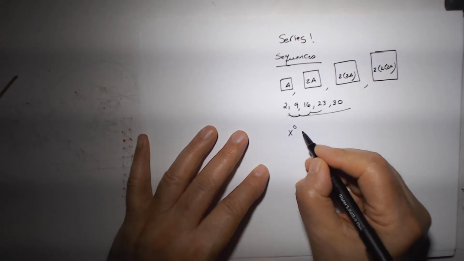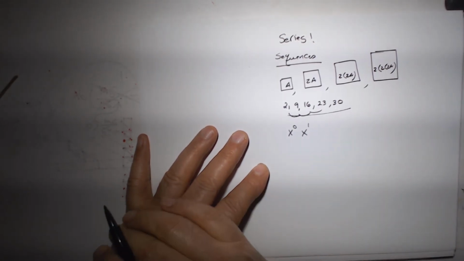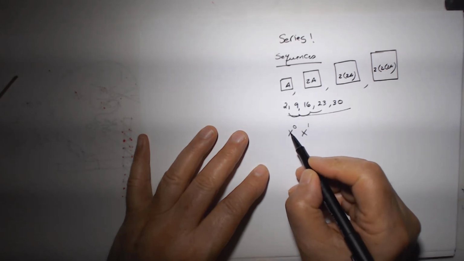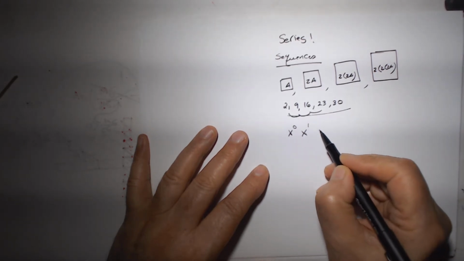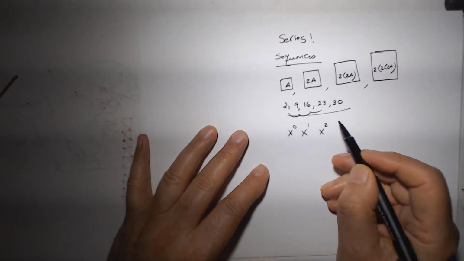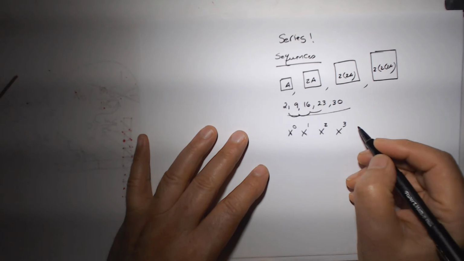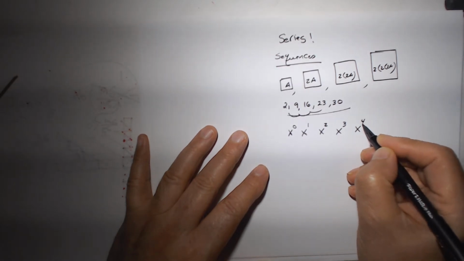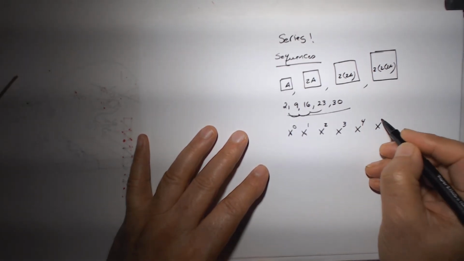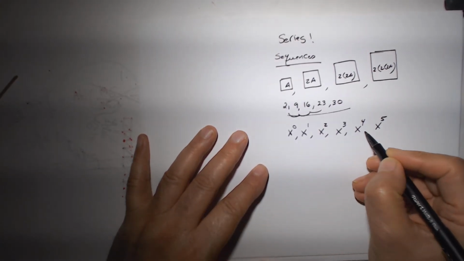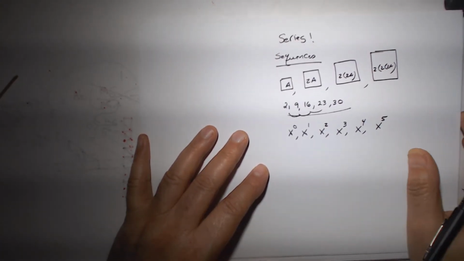Power is 0. 1. I take this one and multiply by x. I take this one, multiply by another x. I take this one, multiply by another x. I take this one, multiply by another x. Take this one, multiply by another x. This is also called a sequence of objects.